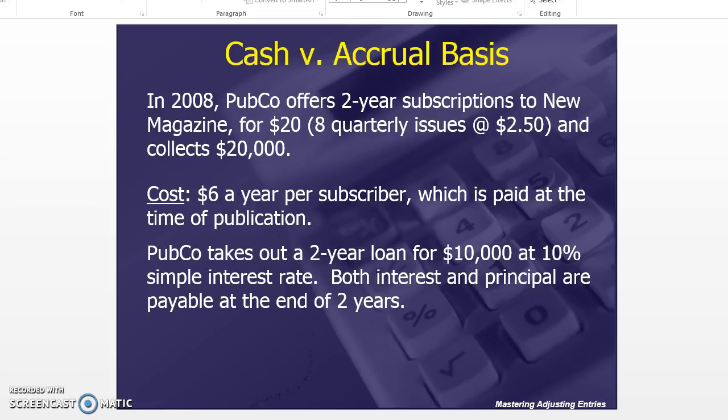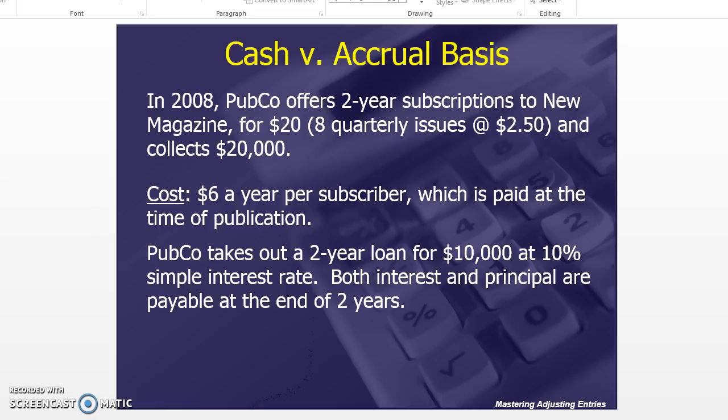In 2008, Pubco offers 2-year subscriptions to New Magazine for $20. That's 8 quarterly issues at $2.50 each, and it collects $20,000. So they're $20 each and the total is $20,000. That tells me there are 1,000 2-year subscriptions. The cost is $6 a year per subscriber. So their revenue is $20,000, but it's going to cost them $6 times the 1,000 subscriptions, which is $6,000 per year. So each year it's going to be a $6,000 expense. That expense is paid at the time of publication.